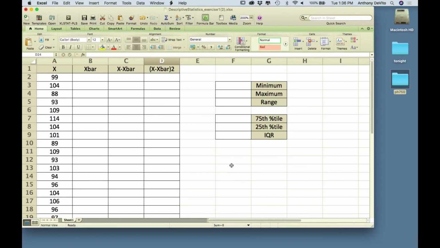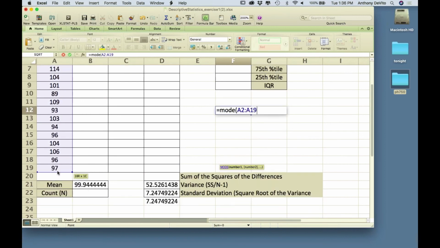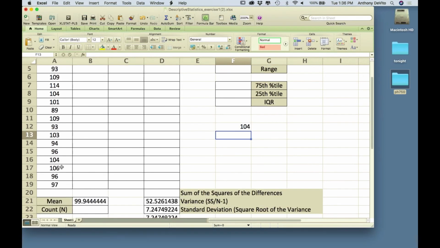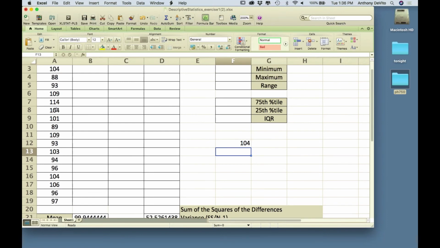I have the mode: equals MODE, parentheses, and there is a function called mode. And what is the mode? That's the most frequently occurring value, right? That's kind of a measure of central tendency also. The mode is 104, because there are three 104s. Well, there might have been some other values that there were three of also.